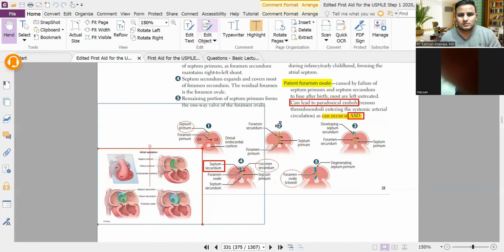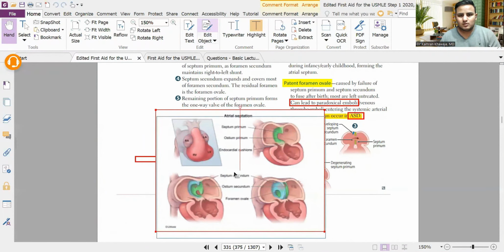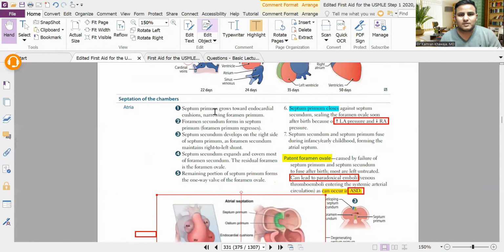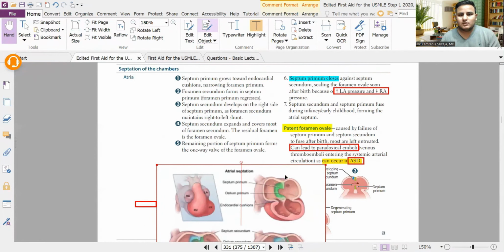If you see this picture, first of all, what is septum primum? Primum means first, and septum means partition. First we will study the interatrial septum. What is the development of the septum between the right atrium and the left atrium? The first septum that is made between the left and right atrium is called septum primum.